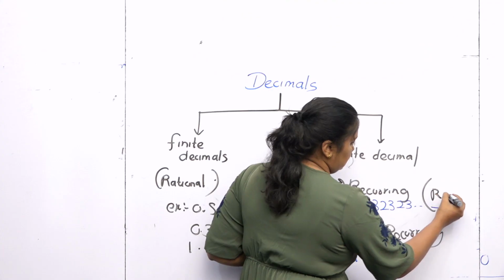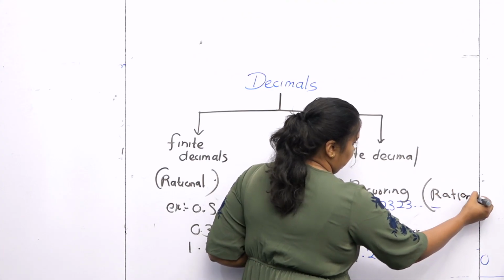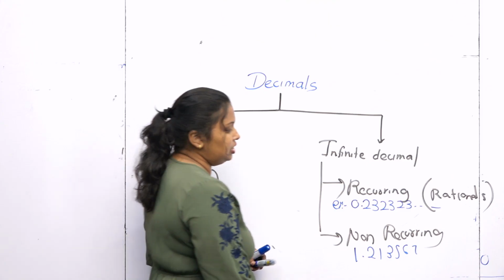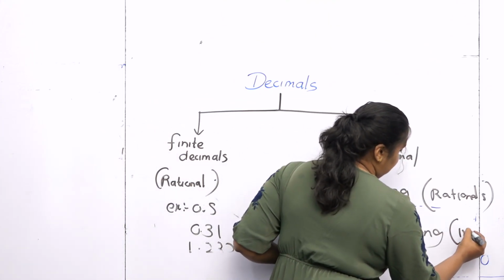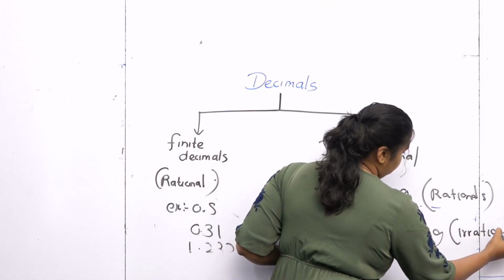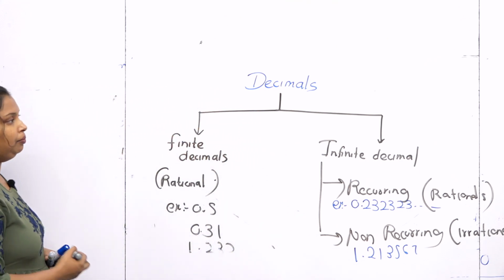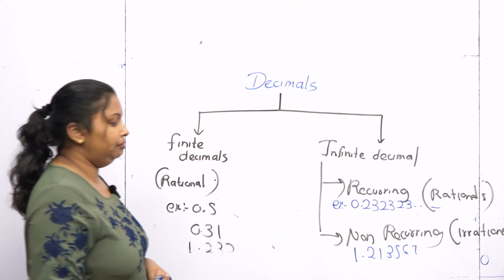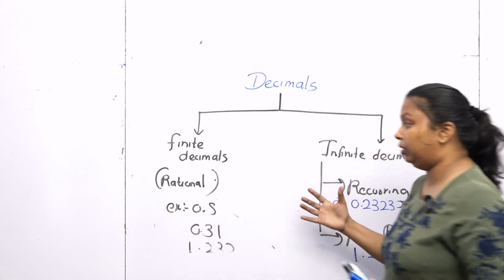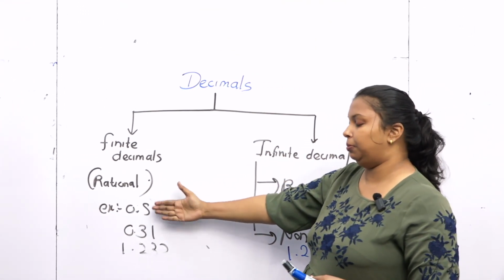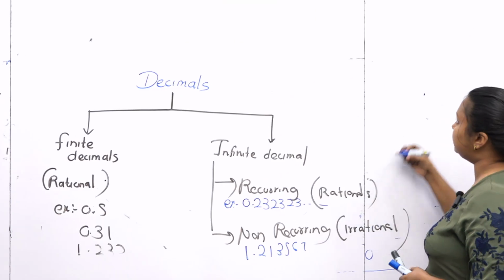These recurring decimals are rational numbers, right? They are rational numbers, and these ones are irrational numbers. Right? These ones are irrational numbers. Okay. Now I'm going to show you how we can write this on the rational scale. Now I will give some examples for you.